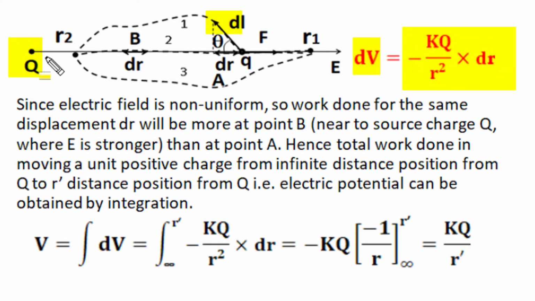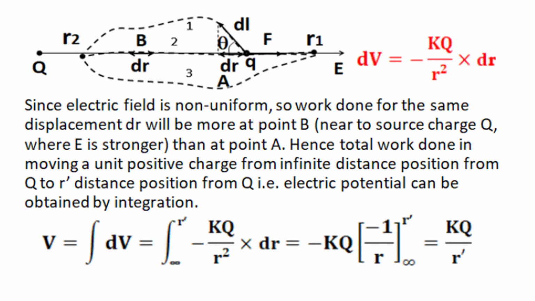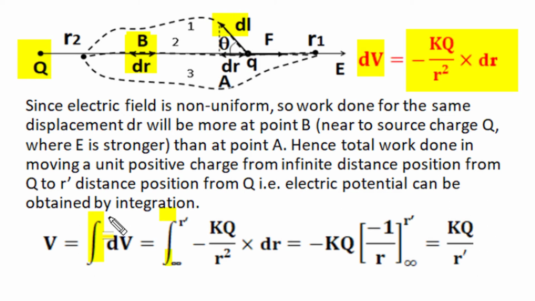Since the electric field of point charge capital Q is non-uniform, it is stronger at closer positions; say at position B, which is close to capital Q, the electric field is stronger than at position A. So the same dr displacement involves more work at position B as compared to dr displacement at position A. So the total amount of work done in moving a unit positive charge from infinity to position r dash in the electric field can be obtained by integration of elemental potential at different positions, and in place of dV when we write minus E dr and E is kQ upon r square, this minus kQ as a constant comes out of the integration.